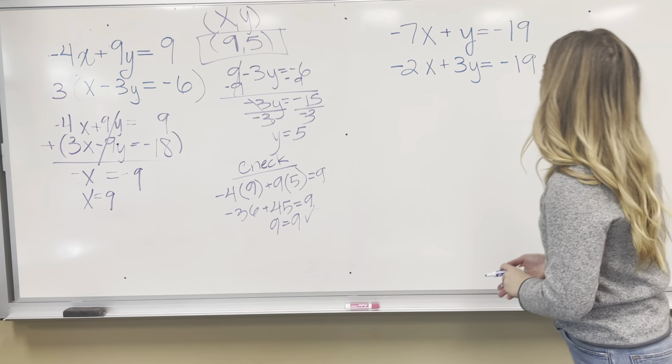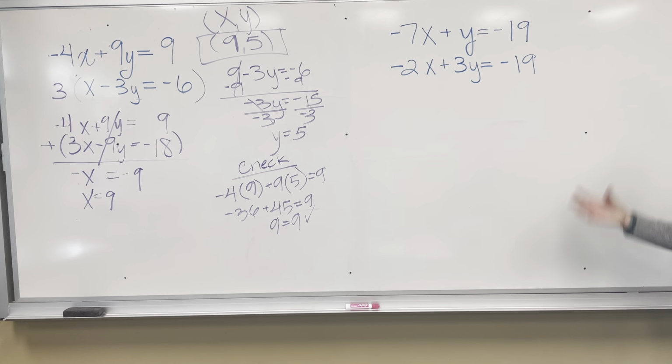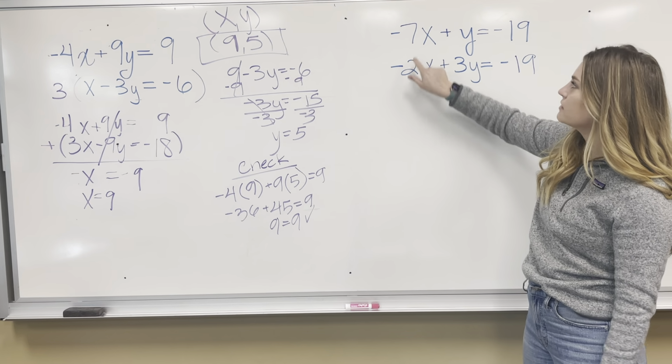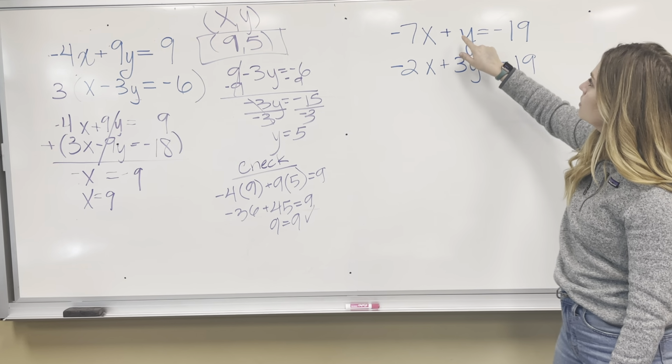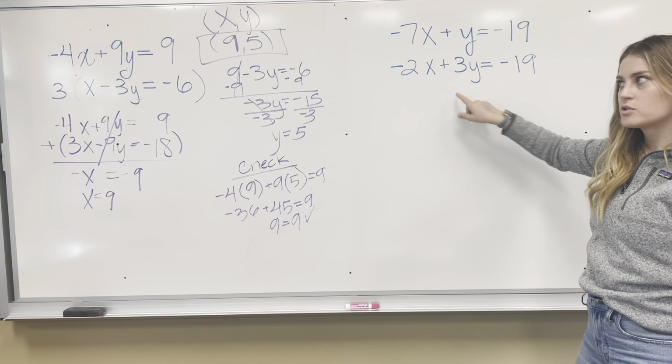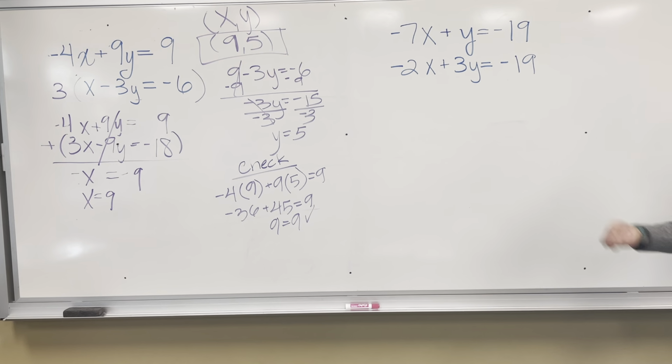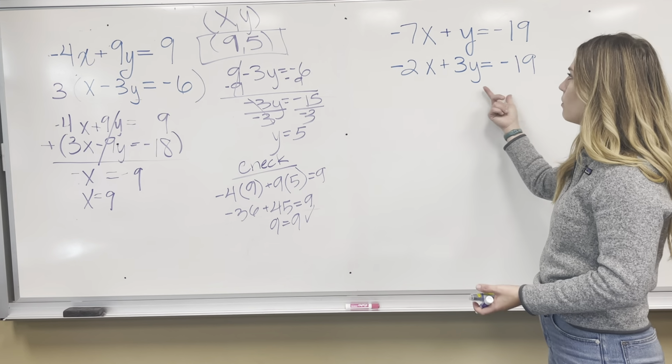Perfect. Now let's take a look at this one. Again, neither of the coefficients are opposites of each other. We have negative 7, negative 2, 1, and 3. So we're going to have to manipulate one of the equations. You could either eliminate the x's or the y's.